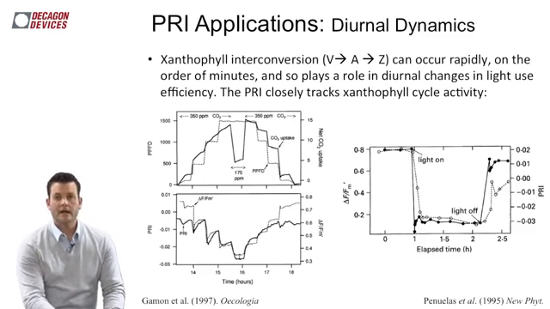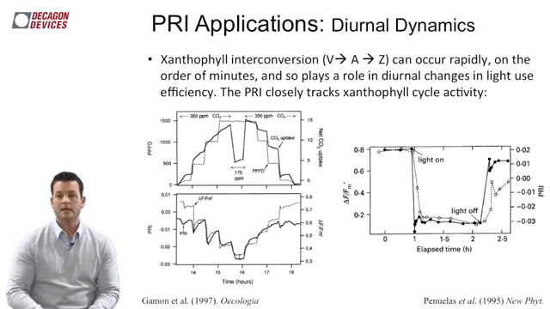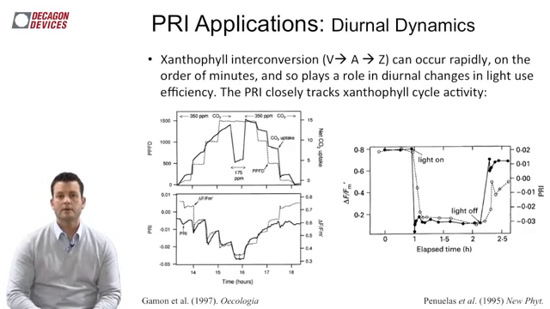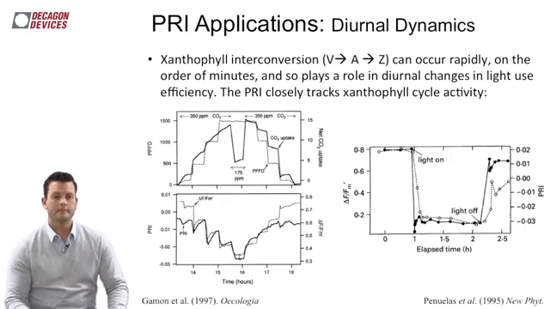And then after the light has been on for some time, the experimenters turn the light off, and again we see a relatively rapid, immediate response of both fluorescence and PRI to that change in light level as the physiology of the leaves is changing.